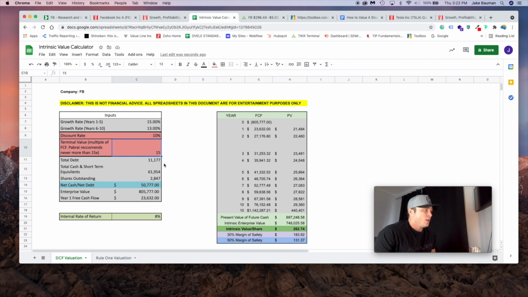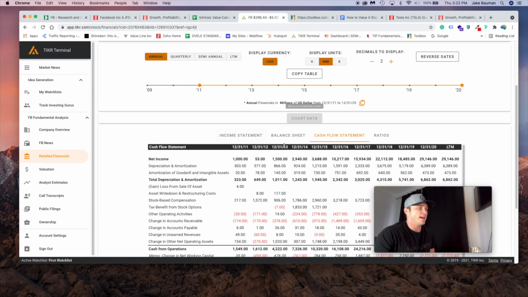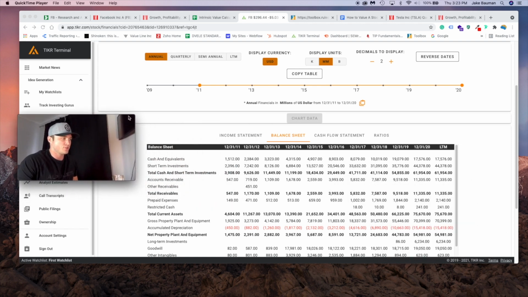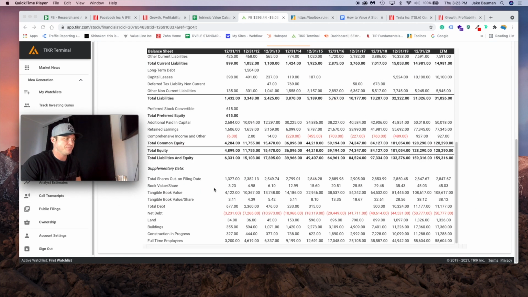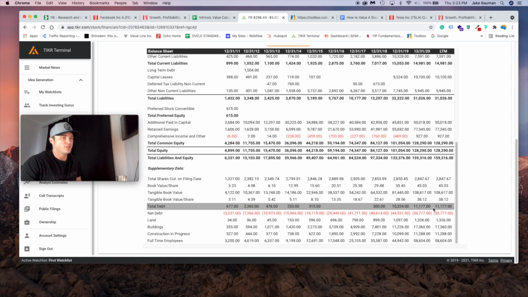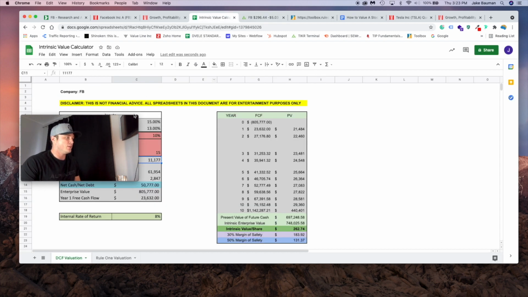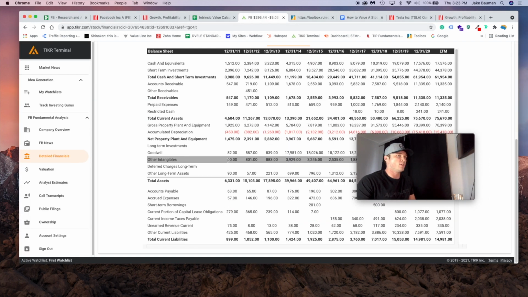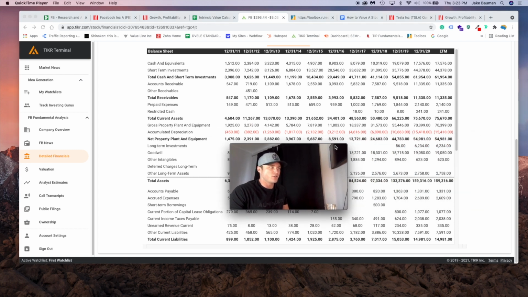So next thing we need is our debt. It's going to go to balance sheet. If you're using ticker terminal, you just scroll all the way down, and you're going to pull this number, 11.1 billion. You're just going to plug that baby right in there. And then we're going to do our cash and short-term equivalents. What are short-term equivalents, guys?